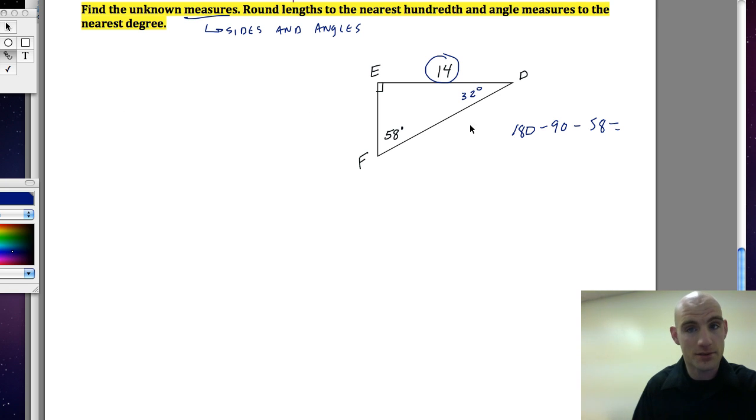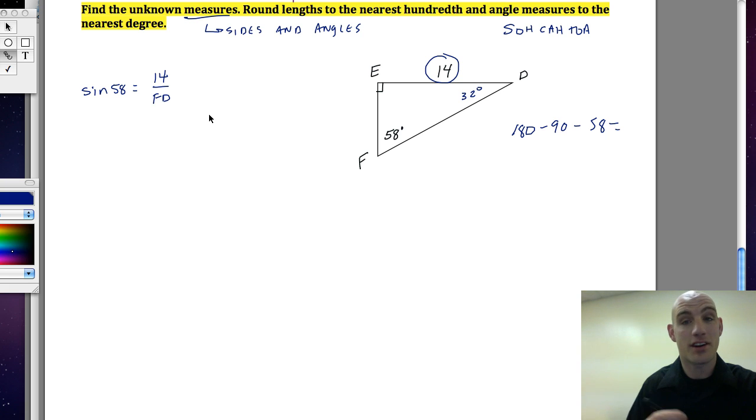I need the hypotenuse. So if I recall, SOHCAHTOA, if I do the sine of 58, I can set that equal to opposite over hypotenuse, and I could solve that. Is there another way to do it?